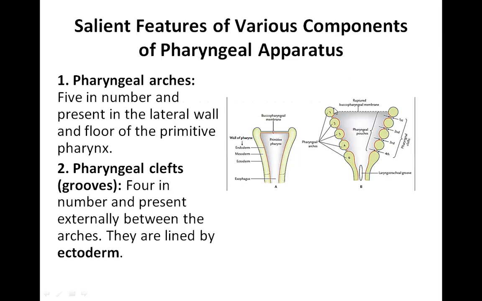So what are the pharyngeal clefts? These are 4 in number. These are the dippings on the external part. This one is the outer part, this one is the internal part. So you can see these are the invaginations. They are present between these pharyngeal arches. Since the pharyngeal arches are 5 in number, the pharyngeal clefts or grooves are 4 in number, and they are lined externally by the ectoderm.